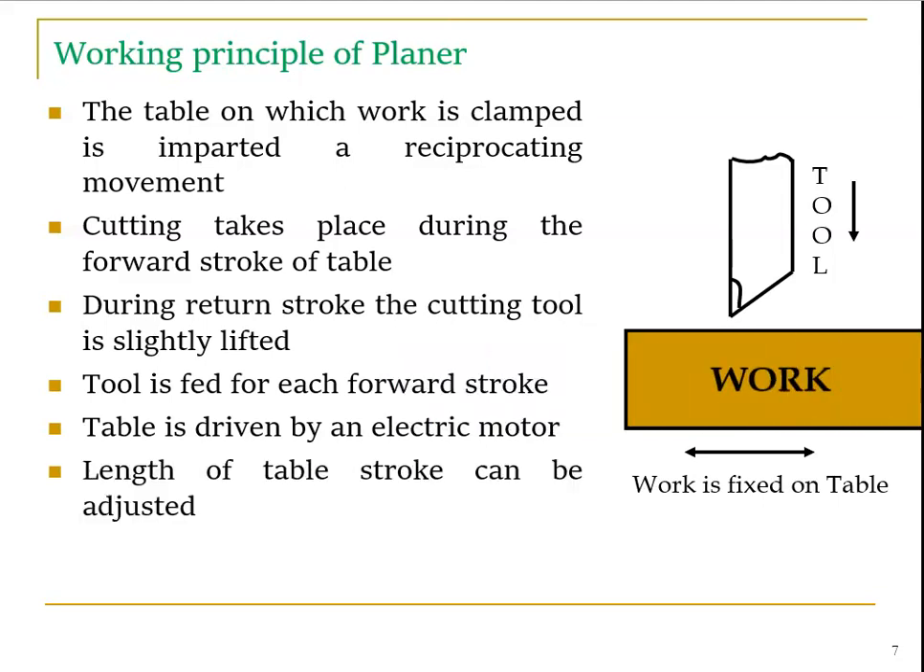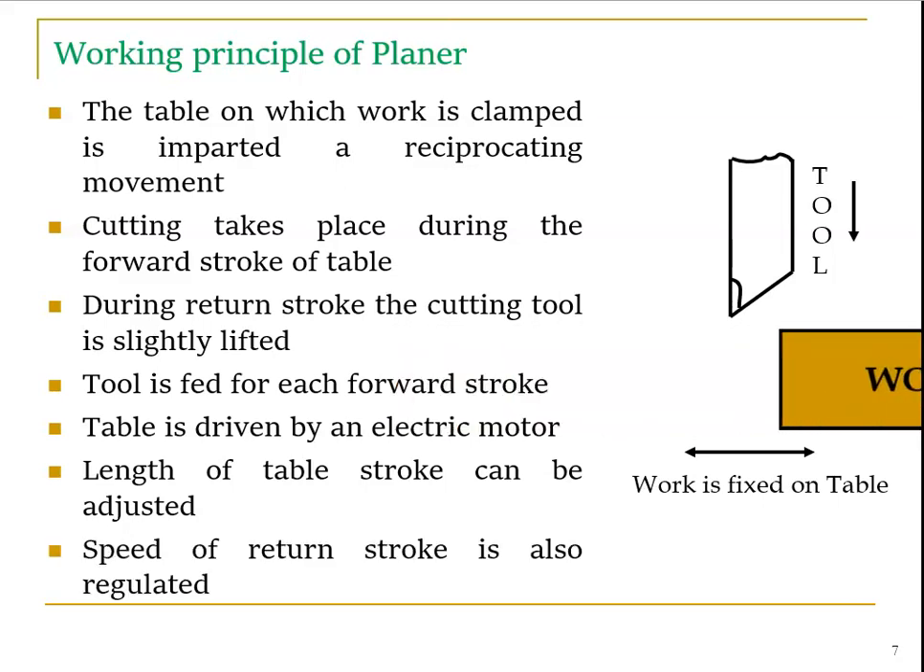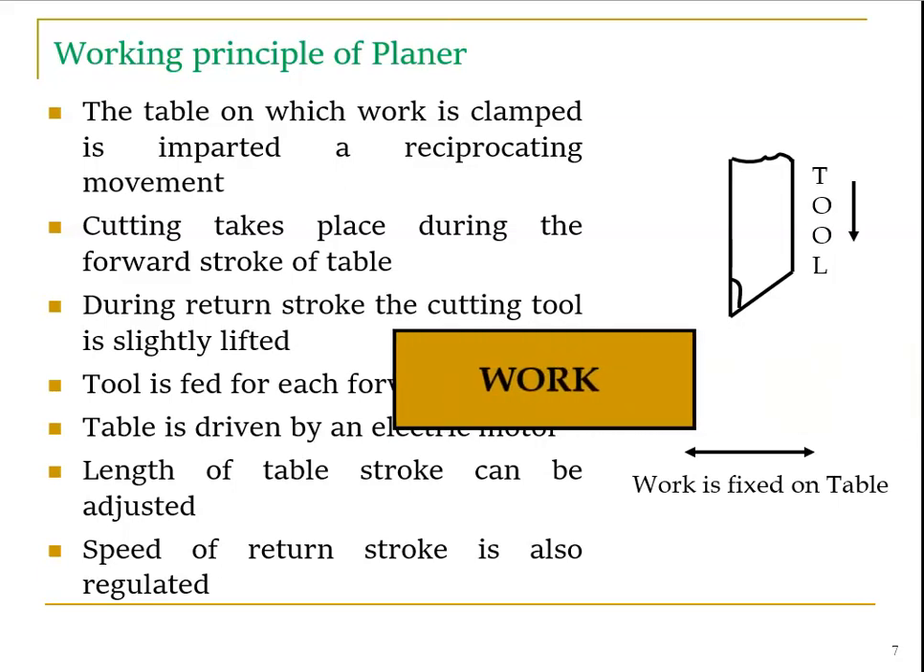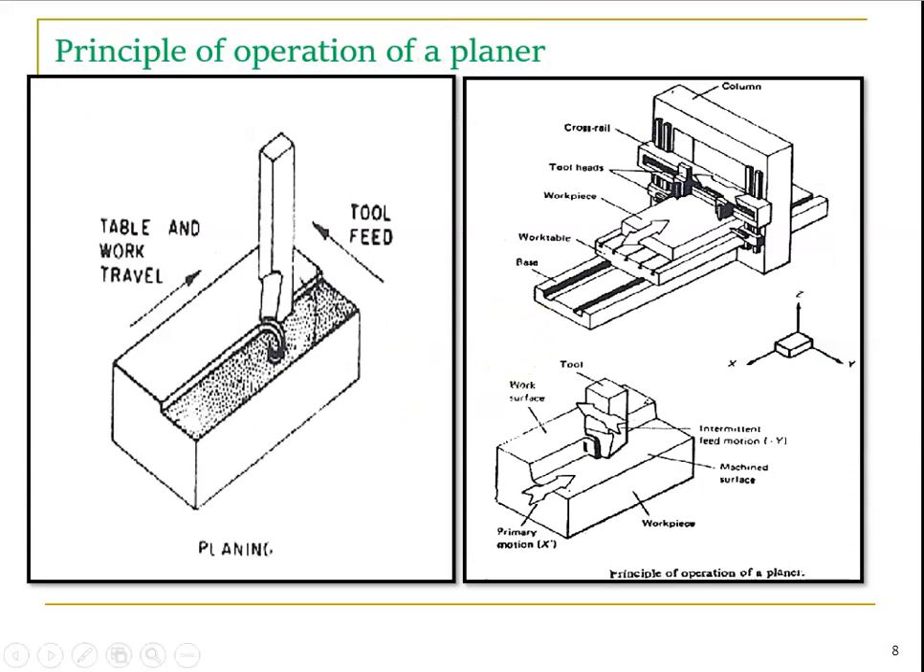The table is driven by an electric motor. The length of the table stroke can be adjusted, and the speed of the return stroke is also regulated. Again, the principle: this is our workpiece, the tool is stationary, and the table and work travel. The table moves back and forth, giving the feed and metal removal, and the tool penetrates to set the depth of cut. Again, this is the shaping machine, and the movement is represented here.